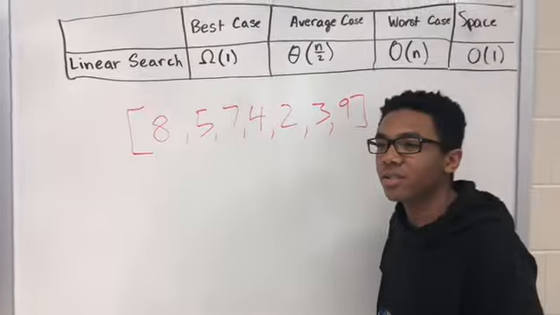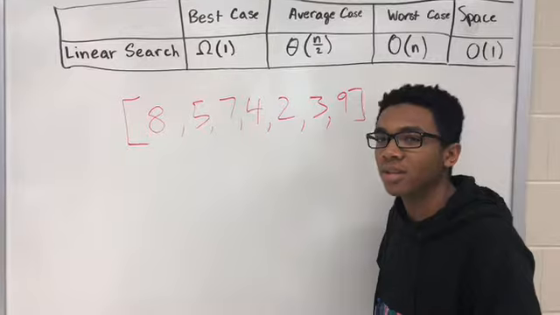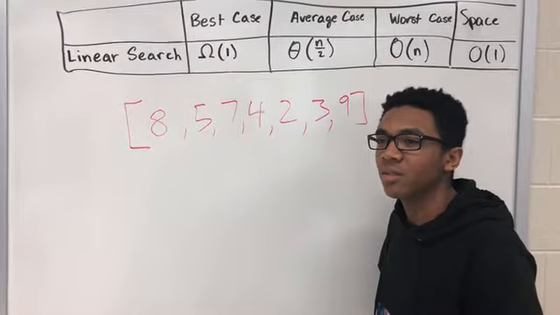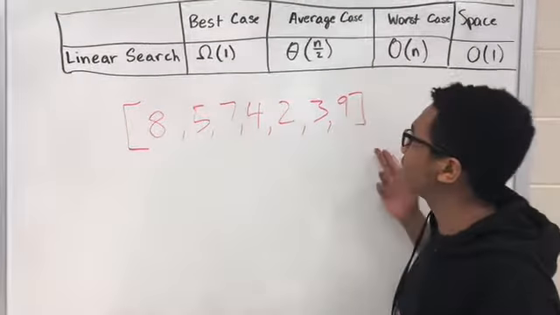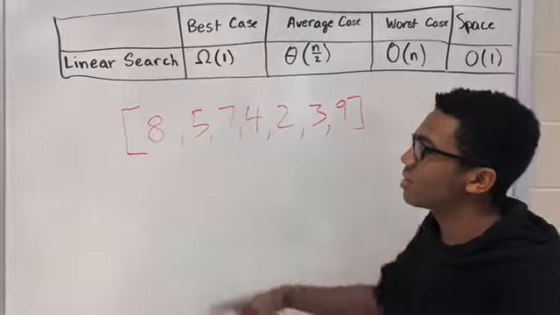For linear search, the best case scenario is when the first element of the array is the same number as the number that we're looking for. This is an example of best case scenario when we're looking for the number 8. In the best case scenario, there's only one comparison being made.